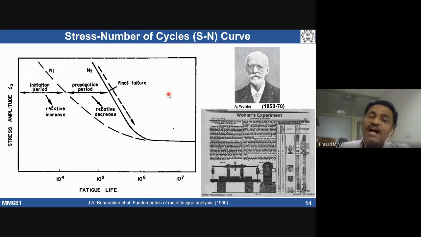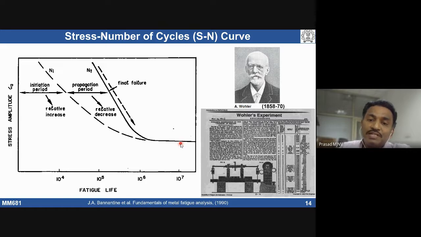Above that curve, the material is going to be unsafe. This curve tells the boundary between safe and unsafe. If I apply this much stress amplitude for this many cycles, the material is going to fail. So the fatigue limit tells us that below this, for example at this stress amplitude, the material is not going to fail even if you give an infinite number of cycles.